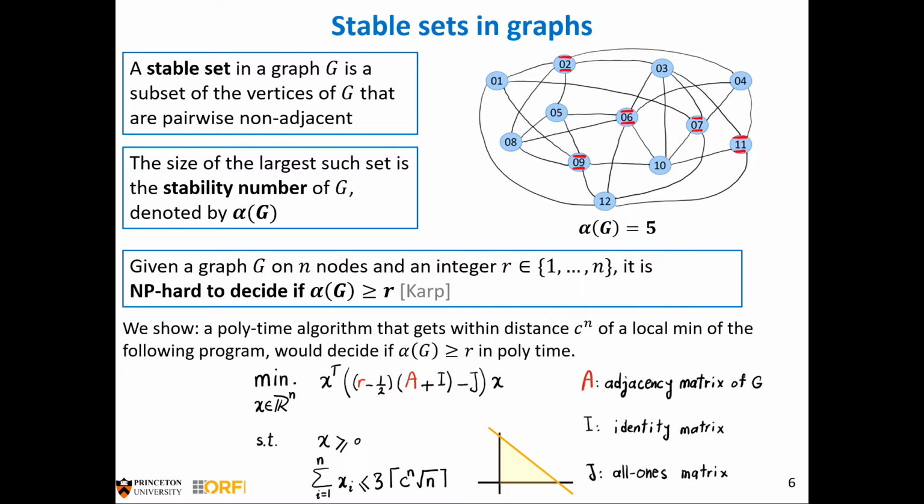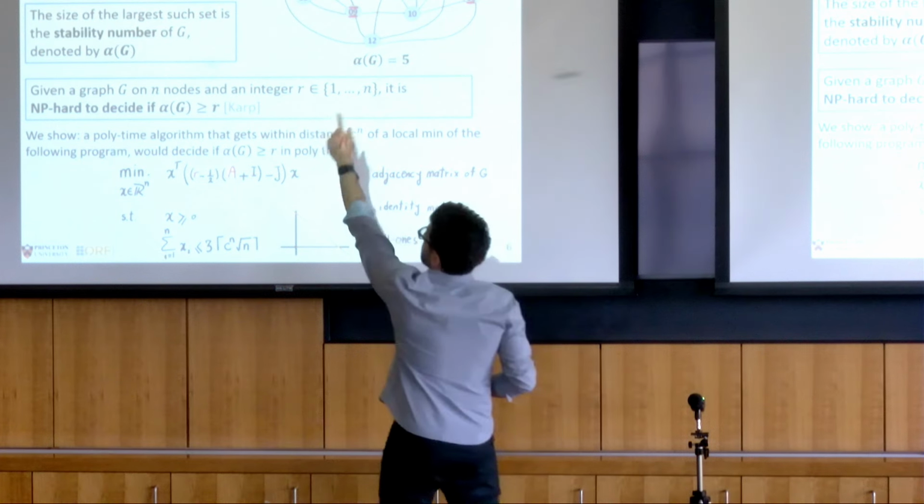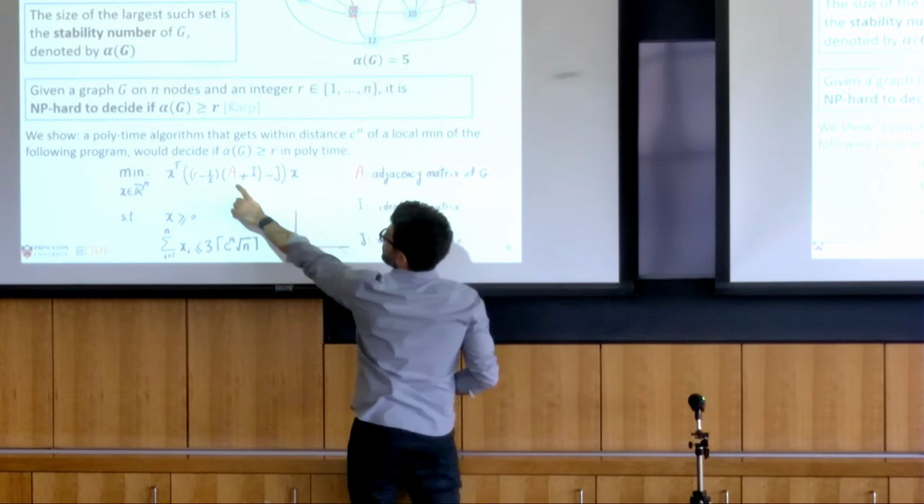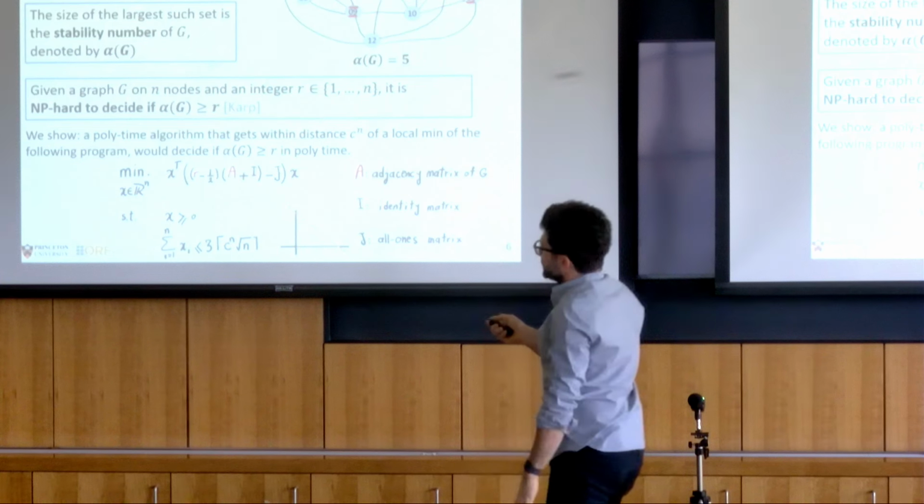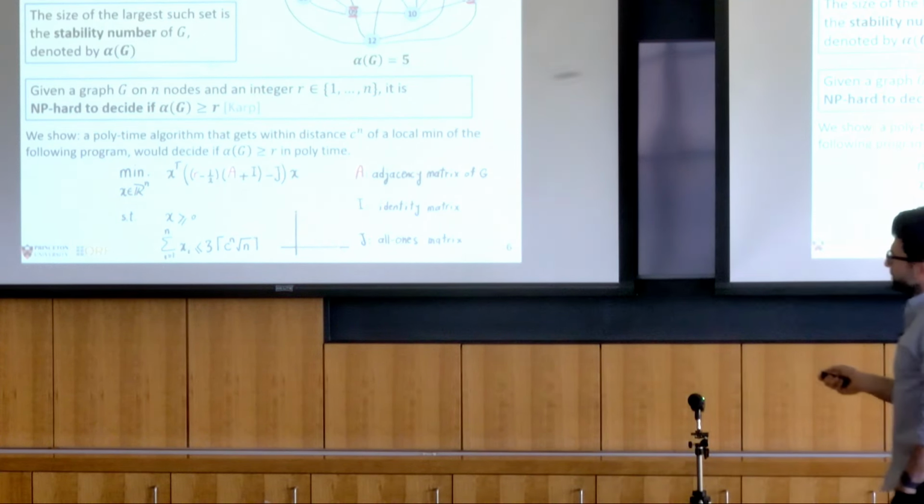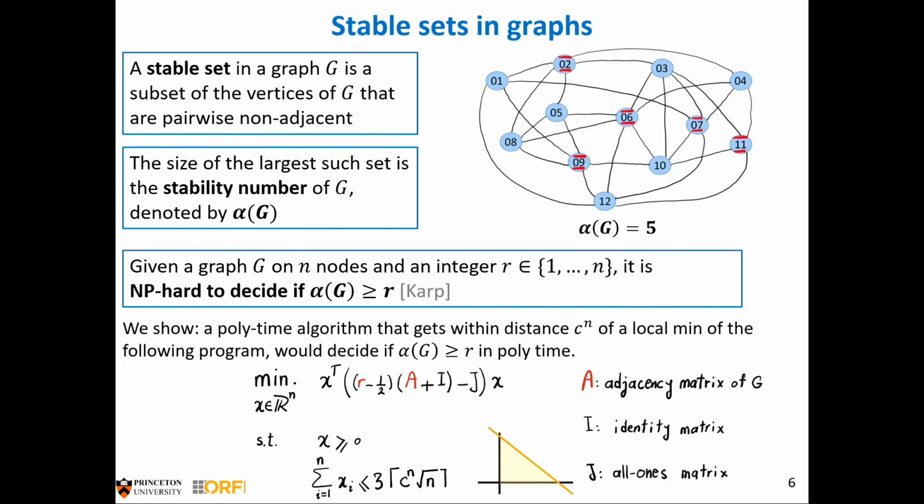And what is this quadratic program? The reduction actually fits on half a page. The graph goes into the objective function. A is the adjacency matrix of the graph, I is the identity, and J is the matrix of all ones. And r is this threshold. You're asking, does the graph have a stable set of size r? And for some technical reasons, you need to subtract the threshold here. So r equal to 0 wouldn't work, but any other constant is OK.